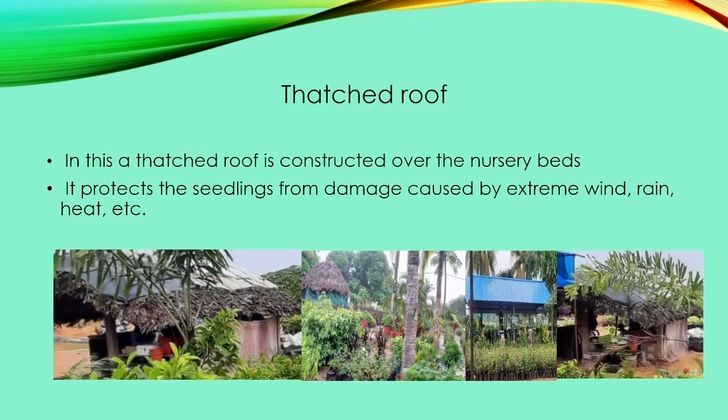Thatched roof. In this, a thatched roof is constructed over the nursery beds. It protects the seedlings from damage caused by extreme wind, rain, heat, etc. So, in order to protect the seedlings in the nursery beds, thatched roofs are constructed over them.